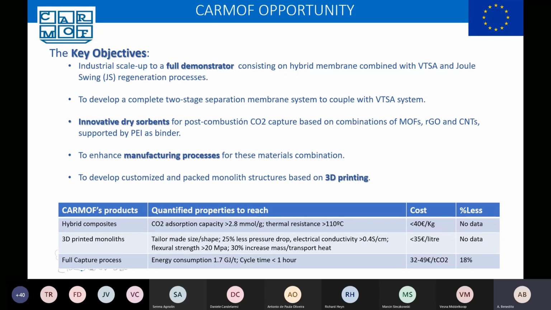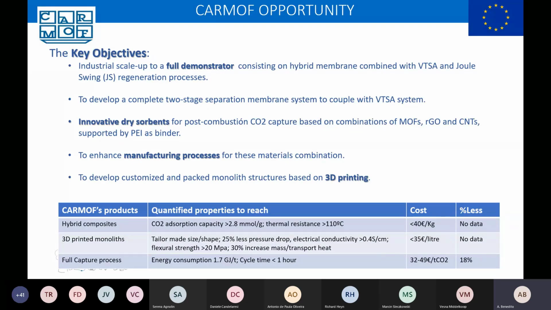Most important, as I say, the heart of the research in this project is the BTCA unit. For the development of the BTCA system, we have worked on the development of different innovative dry solvents for capturing CO2, based on the combination of different metal organic frameworks, reduced graphene oxides, and carbon nanotubes, using polyphenylene as a binder. Another important key objective is to enhance the manufacturing process of each separate material combination. This means we have important leading producers of each of these materials, and one objective in this project for these partners has been to improve the production of these materials at higher scales.